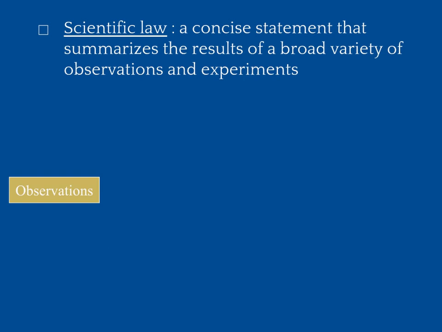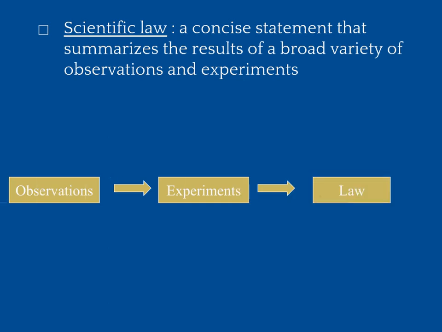Okay, so comparing theory to scientific law. They both have observations. But for a law, we go straight to experiments. We don't come up with the explanation. We don't come up with the hypothesis. Once the experiments have been done over and over again, and everyone gets the same results, then we've got a scientific law. Okay? We're not trying to explain it. We just say that it happens.